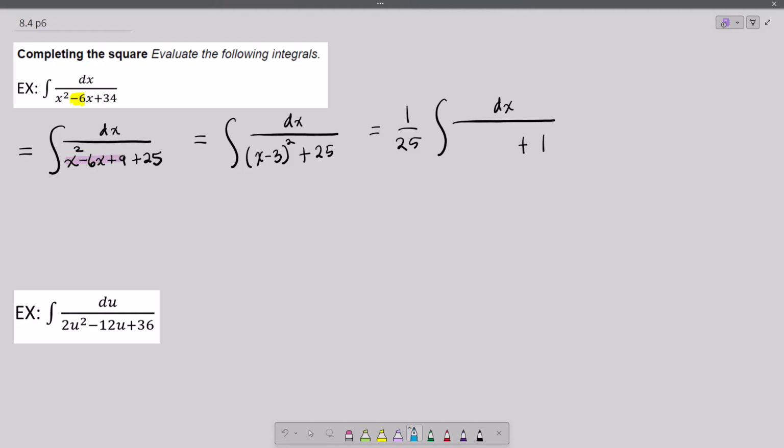Well, there is no 25 right here, but if we multiply this by 25 over 25, now we have a common factor of 25 that can be factored to the front. And let's write what's left as a single square. So that will be x minus 3 divided by 5 quantity squared. And we've got that.